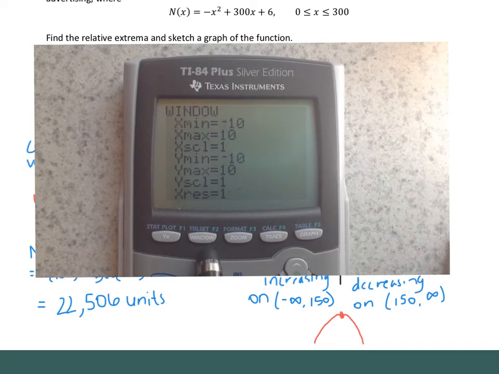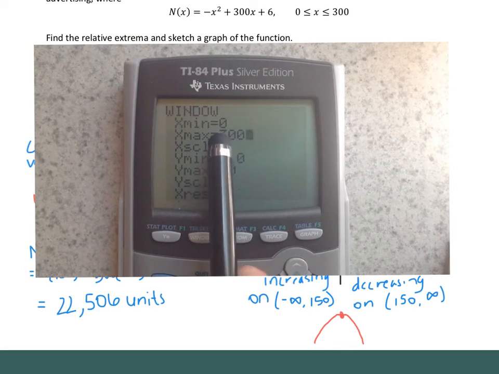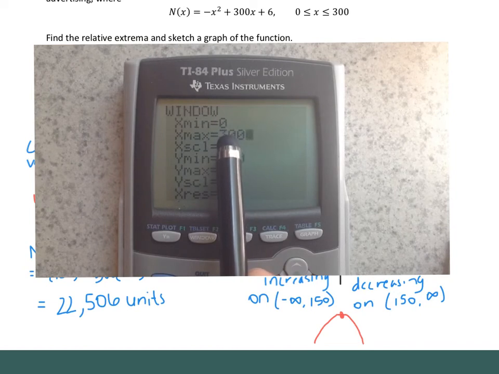Now we have to think about our function here. We are told that x goes from 0 to 300, so we need to change our x min and our x max to be 0 and 300. This makes some intuitive sense. In the context of the problem, we're talking about the amount of money spent on advertising in thousands of dollars. So perhaps this company has maxed out at 300, the maximum amount of money they're going to spend on advertising. And 0 makes sense since it doesn't make sense to have a negative amount spent on advertising.